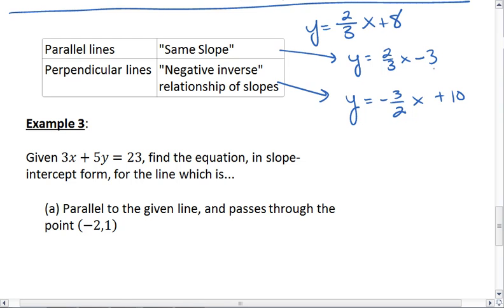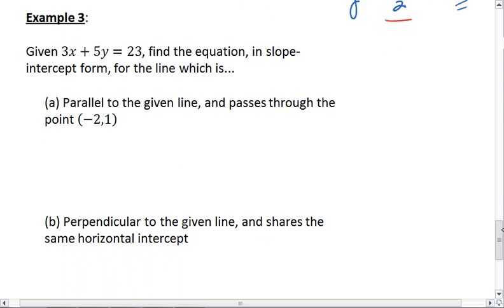And the only way you can really know what these b values are at the end is if I told you what point the line passes through. So right now these are just examples of a parallel and a perpendicular line based on the slopes. Let's look at one more example for you to try on your own.